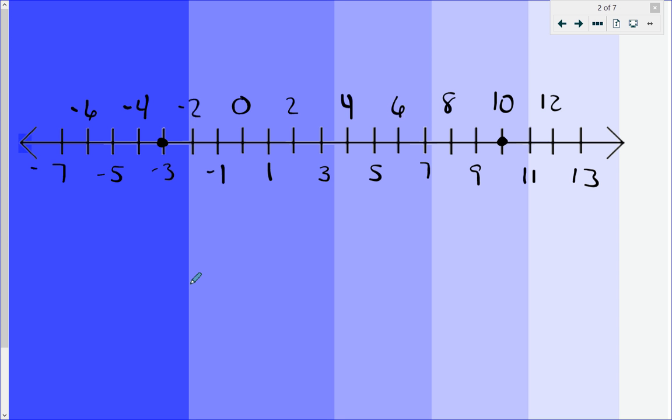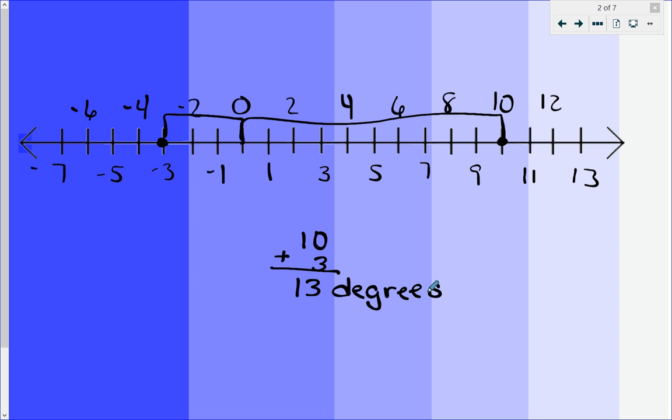So if I want to find the range or difference between the high and low temperature, I need to look at how long it takes to get from 10 to negative 3. I can go backwards, or forwards, I can say from 0 to 10. From 0 to 10 is 10, and from 0 to negative 3 is 3. So when I add those two together, it's 13 degrees difference between the high and the low that day.